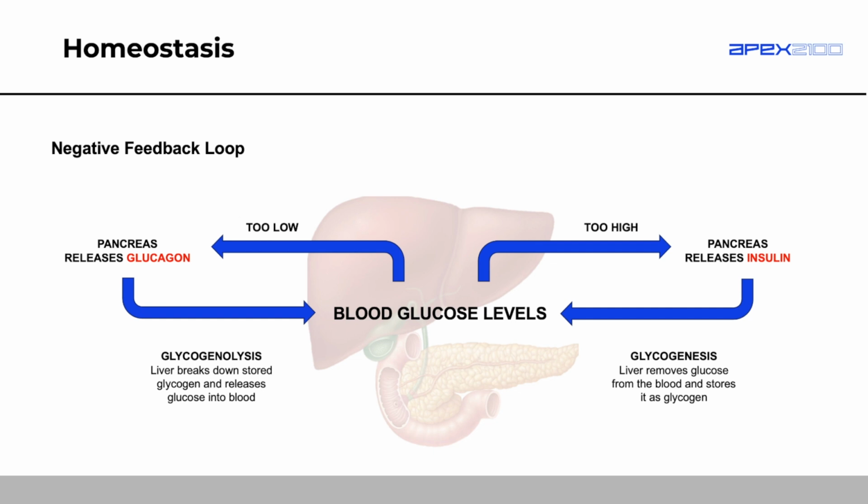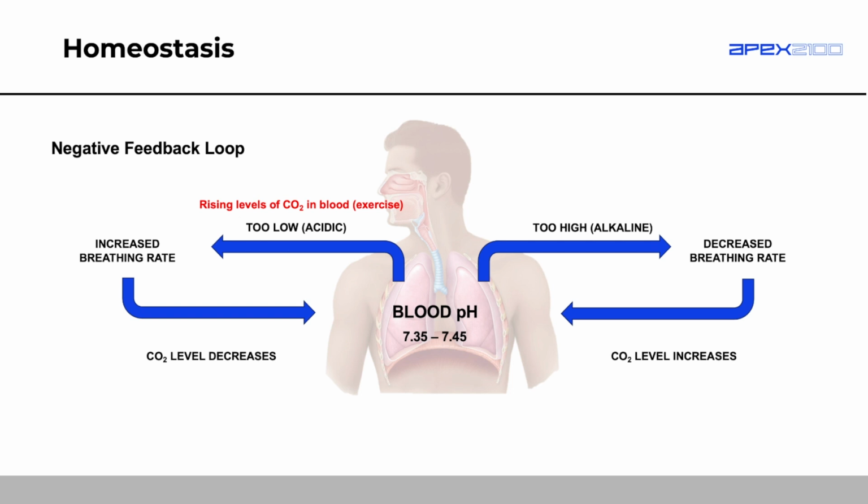If the blood glucose level is too low, say I've been fasting for a while, I haven't eaten anything in quite a few hours, and my blood glucose levels begin to drop, the pancreas will release glucagon, and glucagon will trigger the liver to break down that stored glycogen and release it as glucose into the blood, and that process is called glycogenolysis.